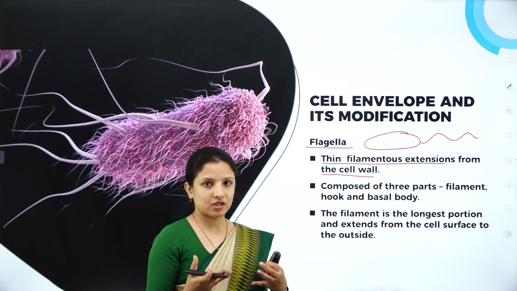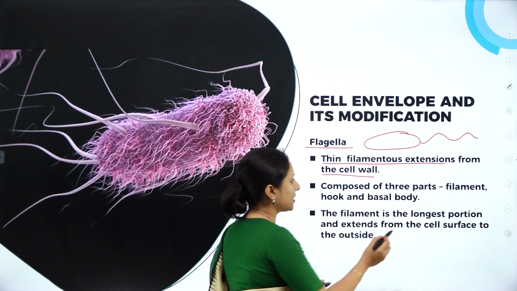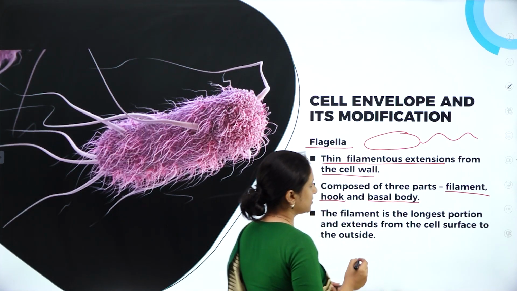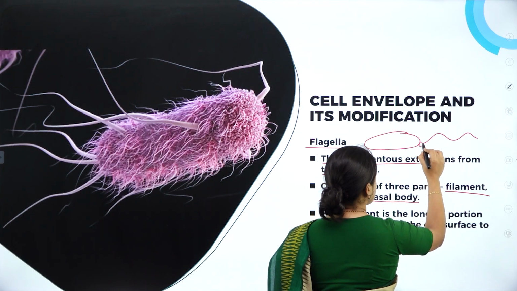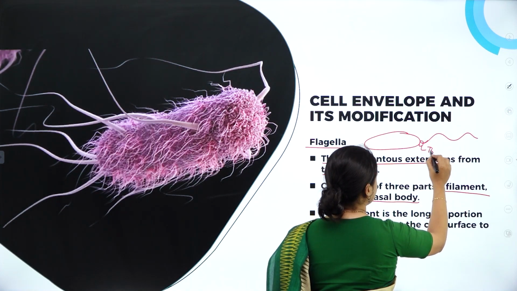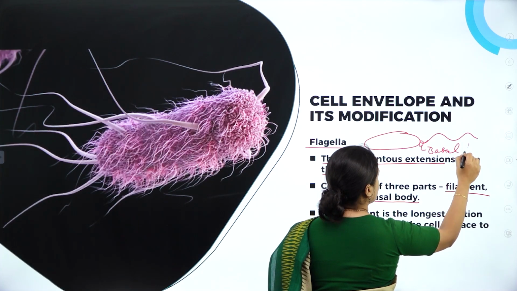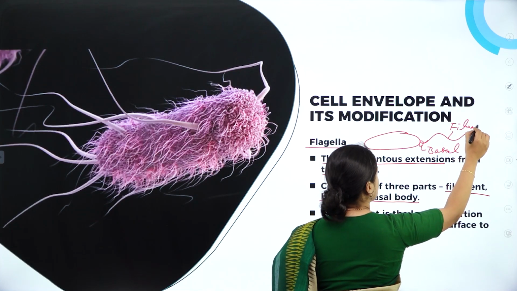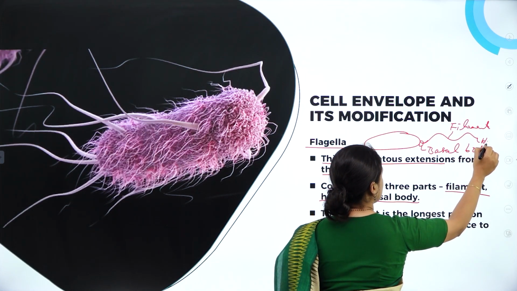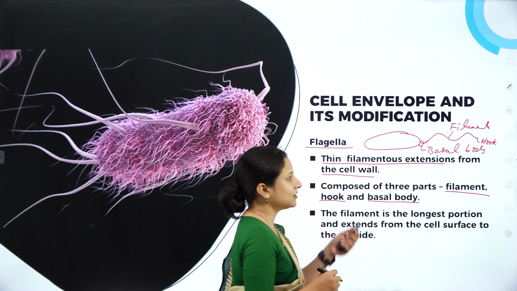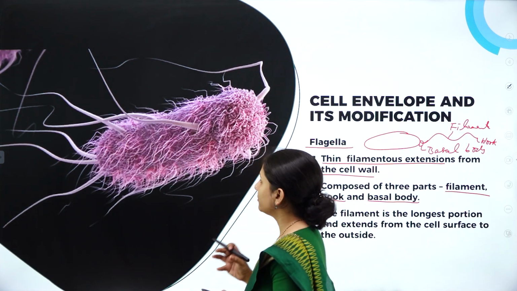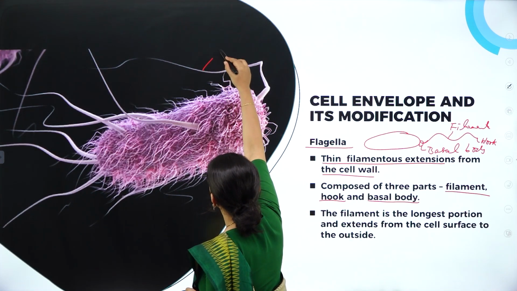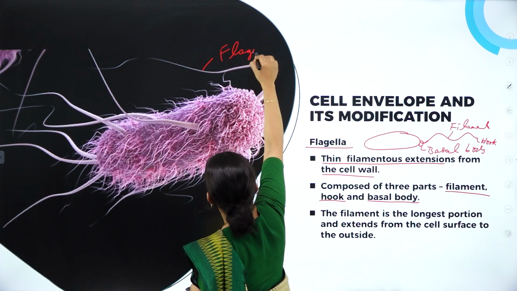And what is this flagella made up of? They consist of three parts. One is the filament, the other one is the hook, and the other one is the basal body. So this is the basal body, the region where the flagella arises. This is the basal body. And then they have the filament, and the tip region is the hook of the bacteria. So these are the three components of the bacterial flagella. So this is the flagella of the bacteria.